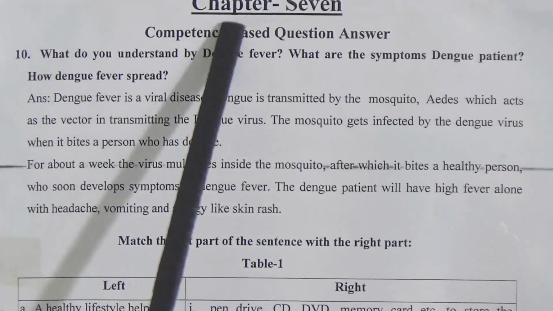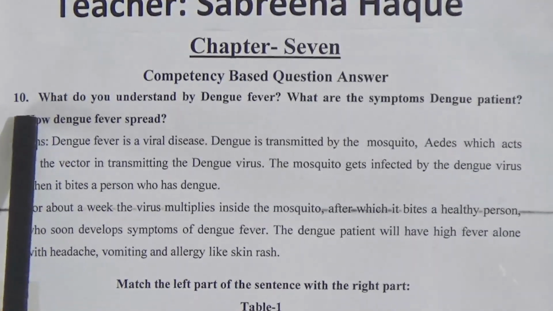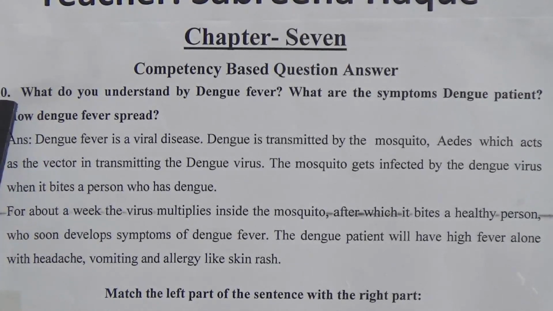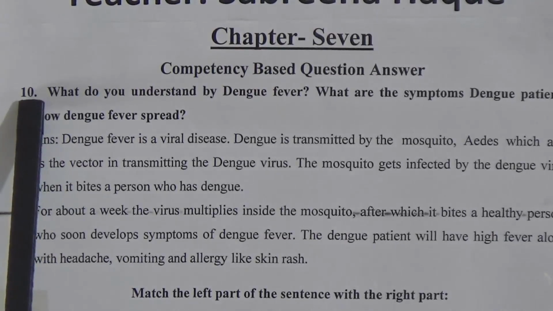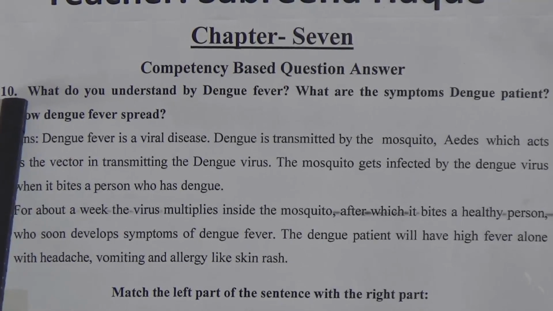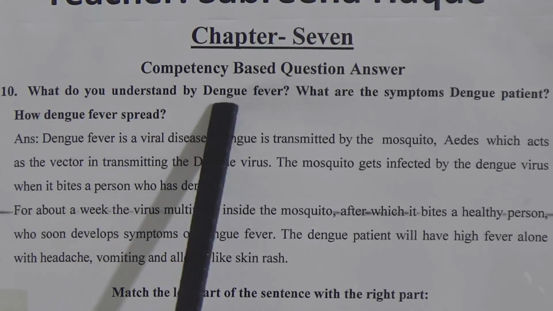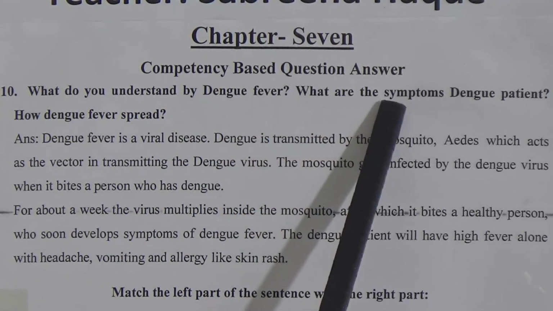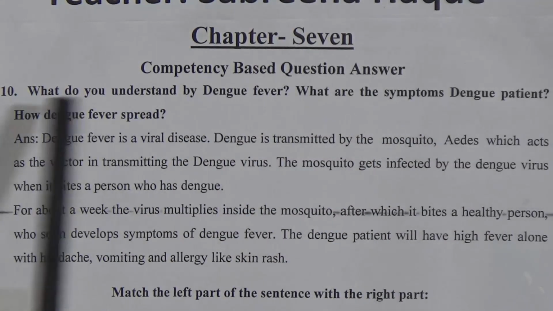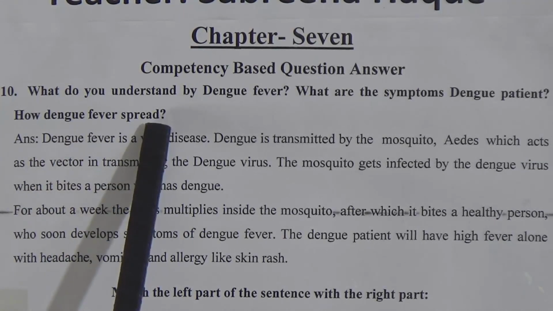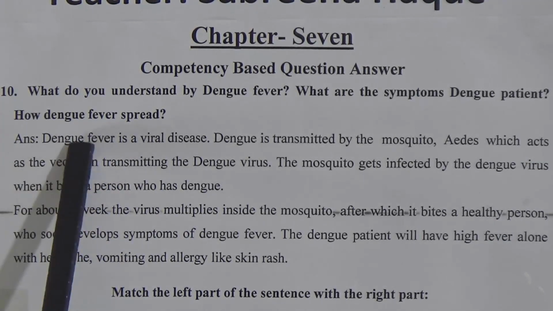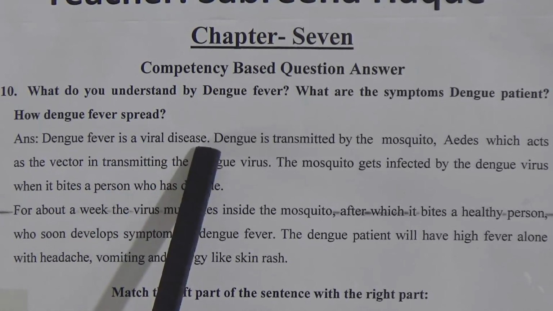Our first topic is competency based question answer. Our question number 10, this is from chapter 7. We have discussed already from 1 to 9 competency based broad question answer, and today we will discuss number 10. The question is, what do you understand by dengue fever? What are the symptoms of dengue patients? How does dengue fever spread? The answer of the question is, dengue fever is a viral disease.